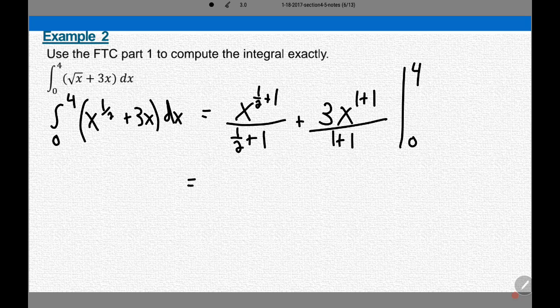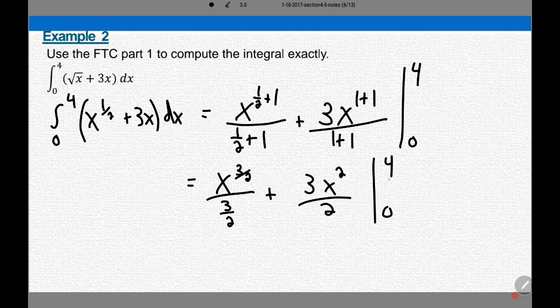All right. So I got x to the 3/2 over 3/2, and then that's 3x squared over 2, and I'm going from 0 to 4. And again, hopefully I'm writing too many steps and you're like, okay, I get this.